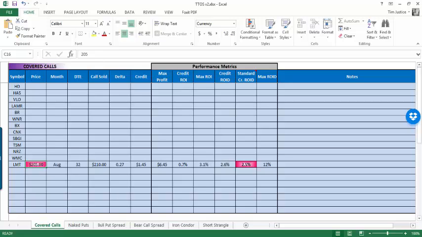145 on a $200 stock is not even 1%. So our actual credit is less than 1%. We may not trade it. Or we might. I don't know. We'll make a choice here in just a minute. Let's go back up to the top.